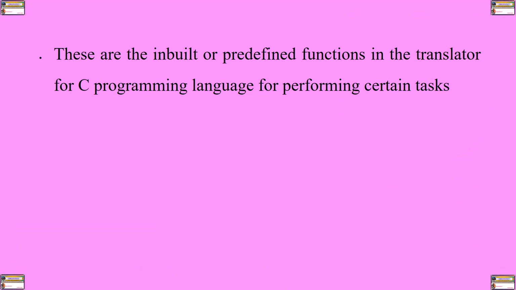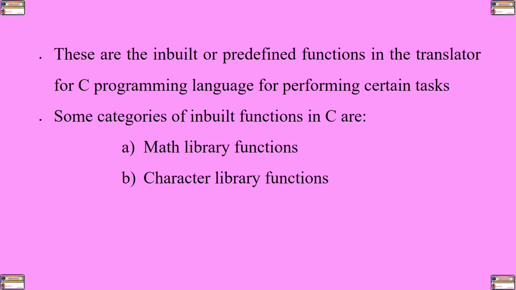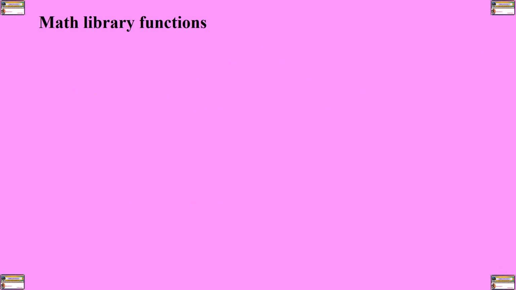What are standard functions? The standard functions are the inbuilt or predefined functions in the translator for the C programming language for performing certain tasks. Some categories of inbuilt functions or predefined functions in C are what we classify as, number one, the math library functions. Number two, we have what we call the character library functions. And we have number three, what we call the string functions.